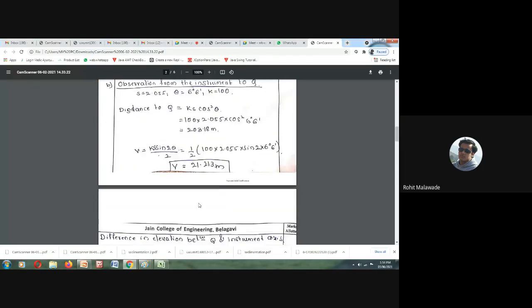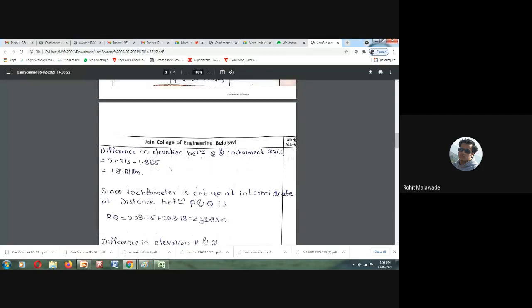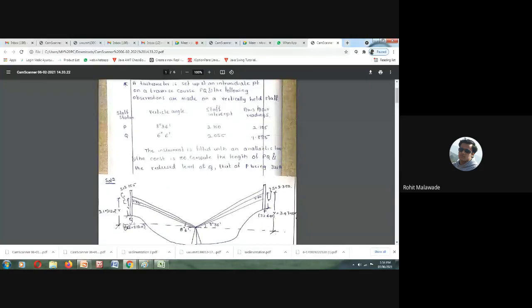So we will determine it. How do we have to determine it? The difference in the elevation of Q and the instrumental axis, so elevation V minus R. R is your 1.895, the center crosshair reading. If we deduct 1.895, we are going to get the height of Q from the line of sight.